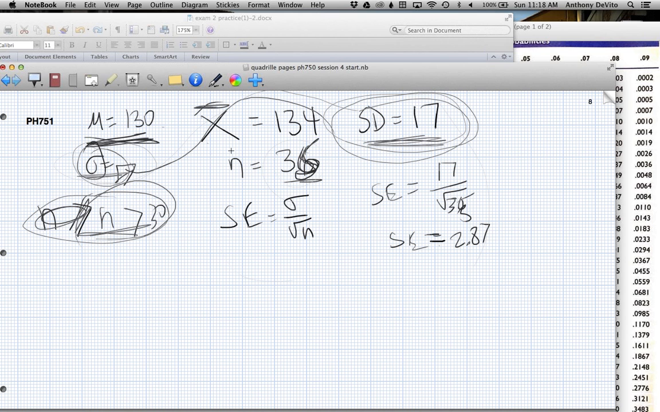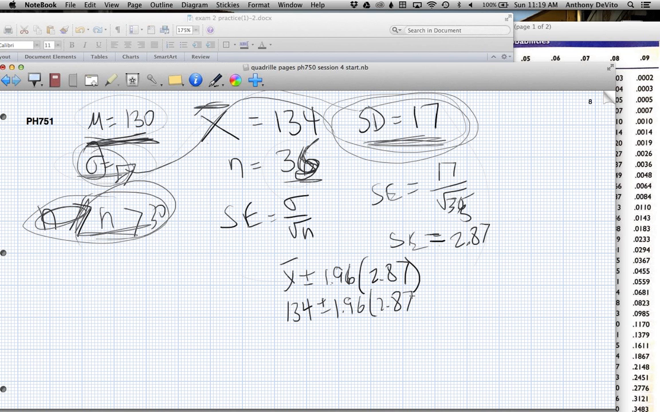Our confidence interval for the true mean for the population, what we think this 130 is, the true mean, is going to be the x bar plus or minus 1.96. I'm using 1.96 here because my sample size is big, or I know the standard deviation. We'll get to that in a second. Times the standard error, which is 2.87. So what is that? That's going to be 134 plus or minus 1.96 times 2.87.